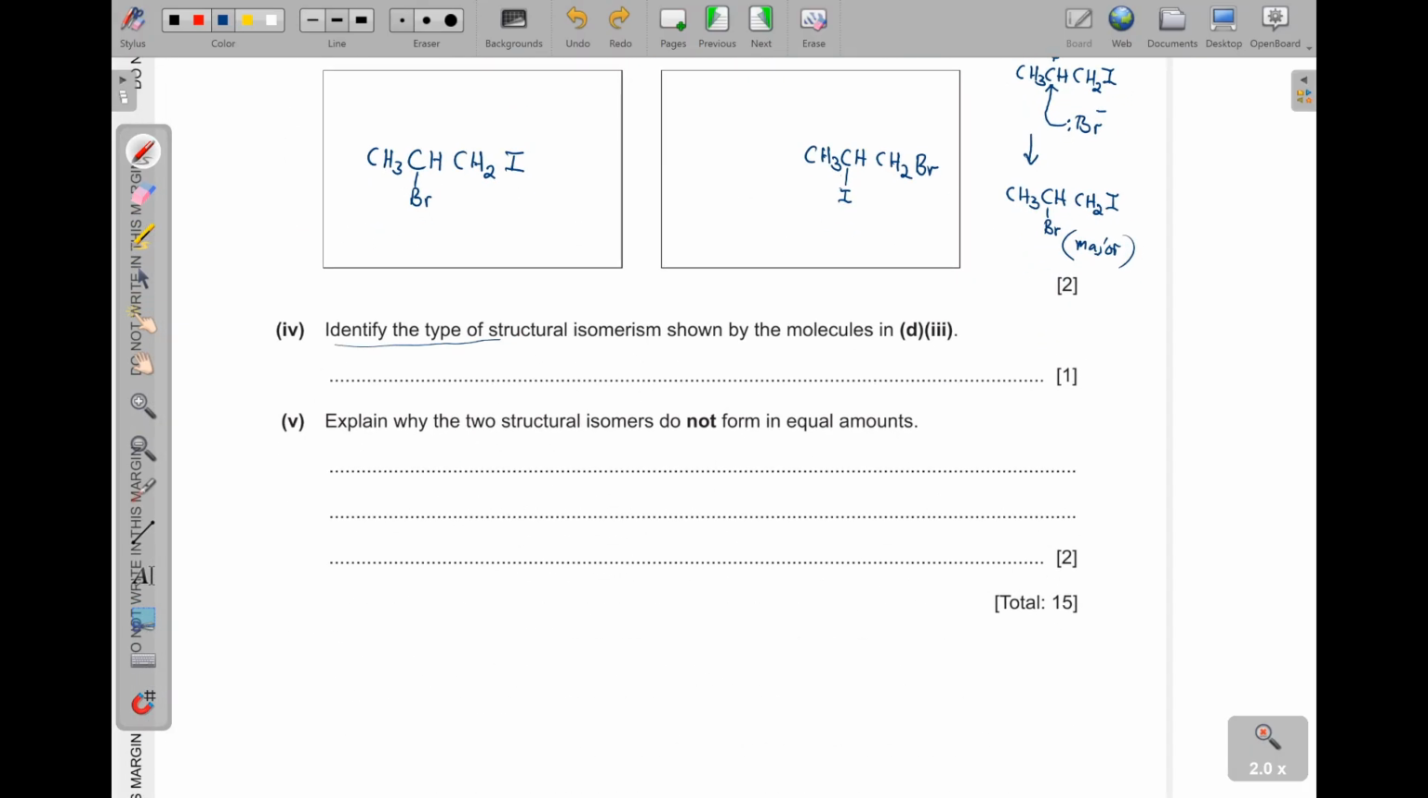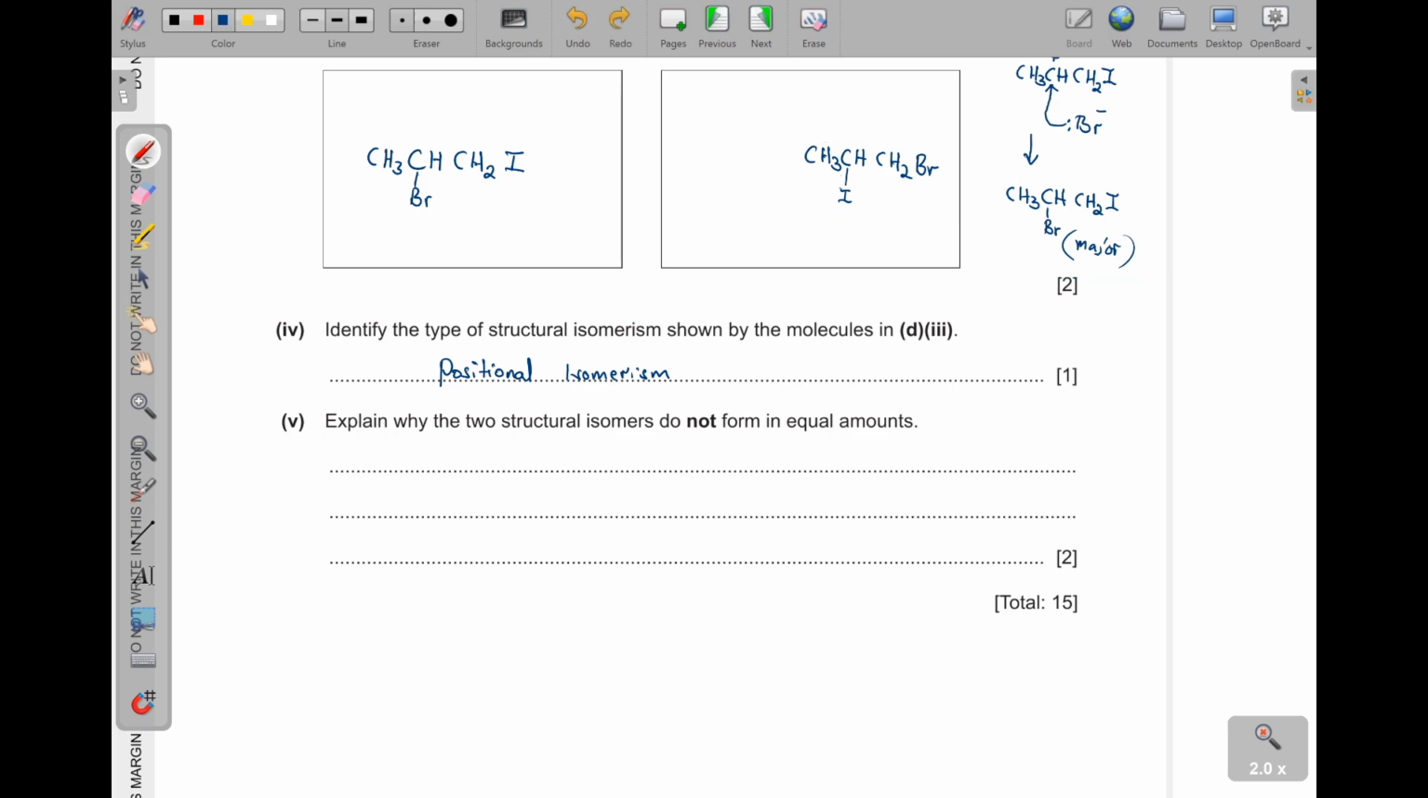So they are saying identify the type of structural isomerism shown in these molecules. Of course, this is positional isomerism, okay? We can see that the bromine is here on the second carbon, but then here it is on the first one, like that. Then Roman 5, explain why the two structural isomers do not form in equal amounts. That's why I say this one is major, this one here is minor.